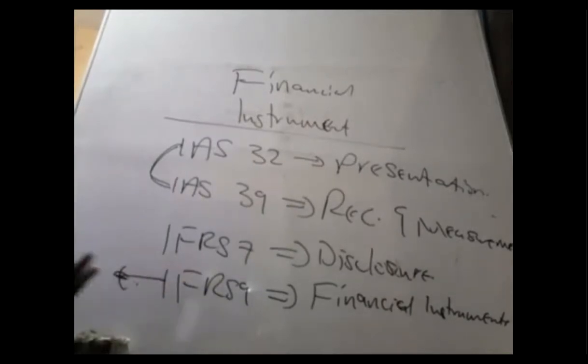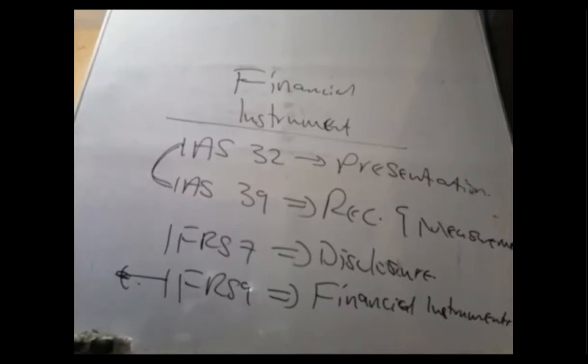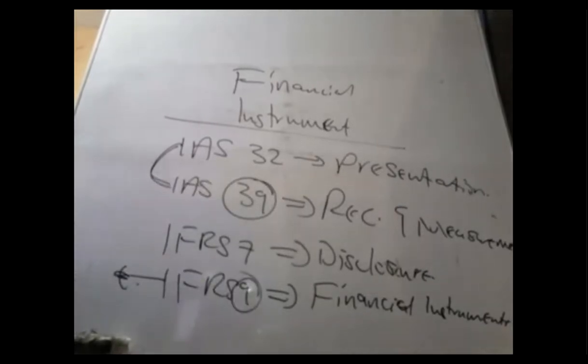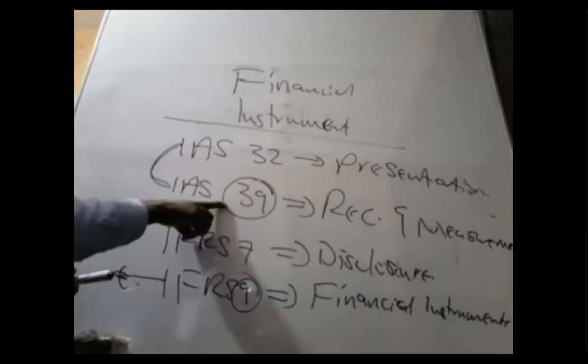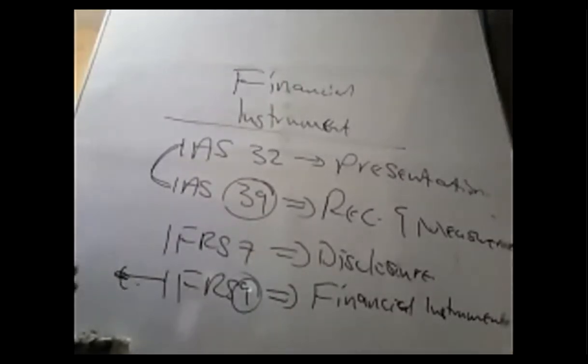So that is the job of these standards. I can assure you that for examination purposes, it is 39 that is on top, and then 9. So if you want to read more, 39 and 9, you are free to go. Whatever 32 and 39 is saying has been summarized in IFRS 9. That is the section. So basically, that is it.